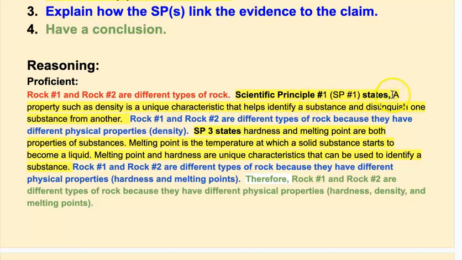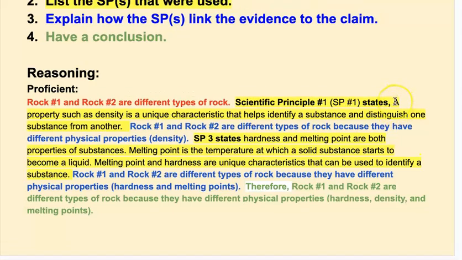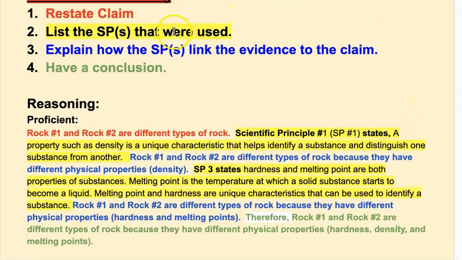Then I put comma. You can have quotes on here so to know we quoted it. You can say SP, you can shorten this to be SP number 1 states that. And then go ahead and list it. You do have to have the scientific principle. That's number 2 here. Now here's the key part, and it's in blue.